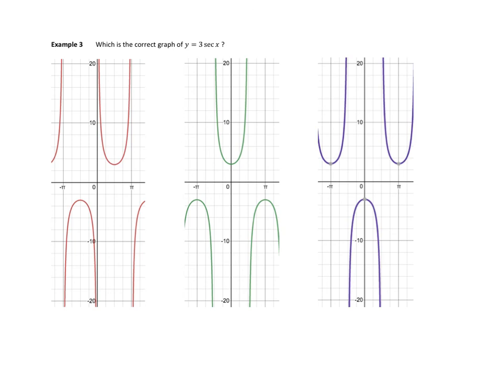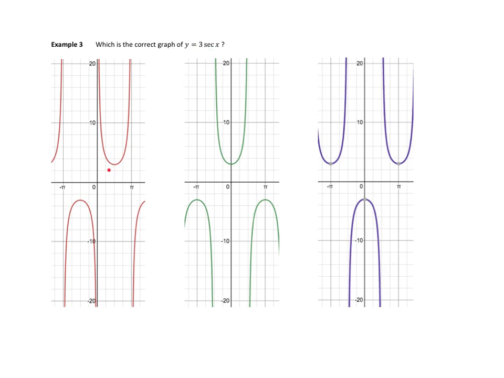And finally, for example 3, let's identify the correct graph of y is equal to 3 times secant of x. Well, first of all, this 3 is going to stretch the graph. And if I remember, there were places where secant was equal to 1 and negative 1. The difference here is that they'll be at 3 and negative 3.